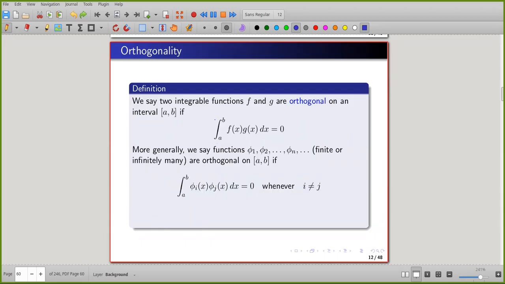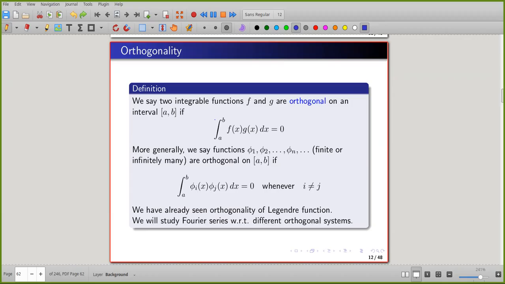More generally, we say that if we have a collection of functions, they are orthogonal if they are pairwise orthogonal. This is something which we have seen many times now. We have already seen orthogonality of Legendre functions, and in the previous lecture, we saw the orthogonality of the scaled Bessel functions. But of course, there the inner product was slightly different. There was a factor of x. So we will study Fourier series with respect to different orthogonal systems.